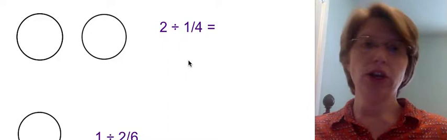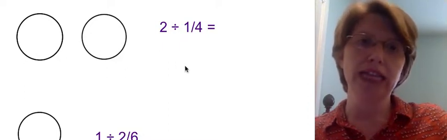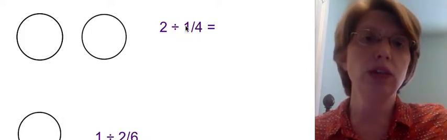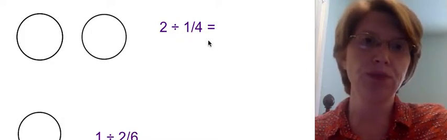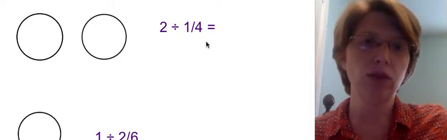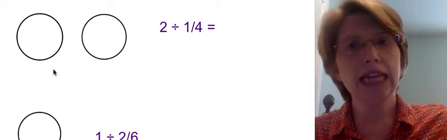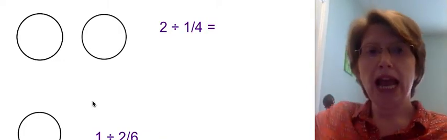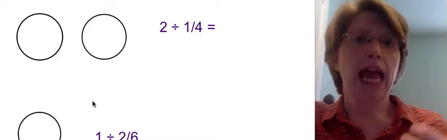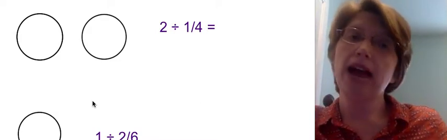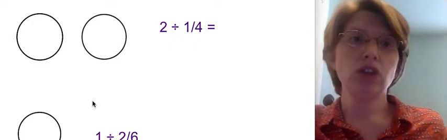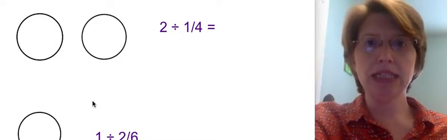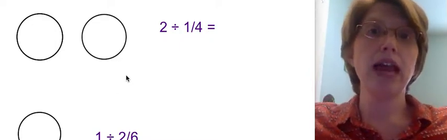Now, on number 1, it starts you with 2 circles like this. And the problem is 2 divided by 1/4. So what it's asking is, I want to take 2 things that are wholes and I want to split them up into fourths. And the answer to the problem will be then, how many pieces do I have left over at the end? So if I want to divide 2 by 1/4, the answer is going to tell me how many pieces I have. And you may already have that in your mind.